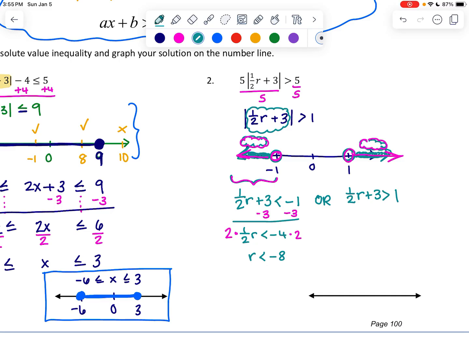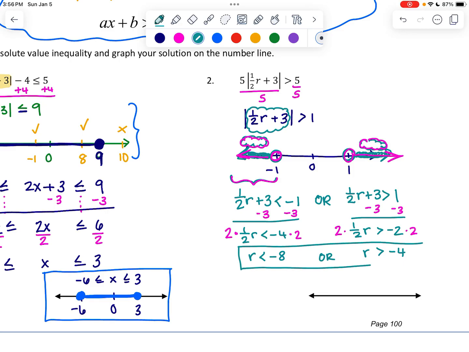Okay, so on the other half of this, I'm going to follow the same kind of idea. I'm going to subtract 3 on both sides. So I'm going to have 1/2 r is greater than -2. Same steps here. I'm going to multiply both sides by 2. And that's going to give me r is greater than -4. Okay, so here is our inequality written out in inequality format. There we go. Love that for us.